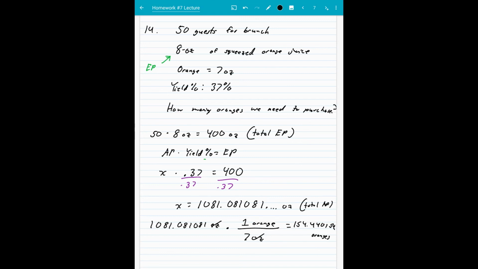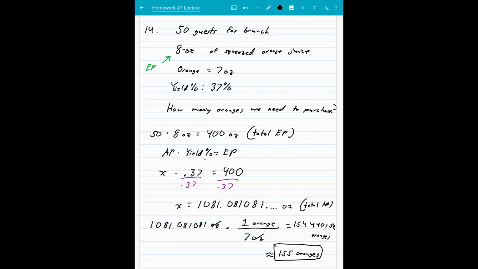Now, of course, we can't buy half of an orange. We have to buy a whole orange. So we would round this answer up. My math lab says round up to a whole number of oranges, but we want to think logically about why we do that. It's because we can't buy half an orange. We're going to have to buy one more so that we have enough. You don't want to buy two less, like 154. Then not every guest will have 8 ounces of squeezed orange juice. Then we each have maybe 7.95 ounces, whatever the number would be. Regardless, round it up, because you want to have enough ingredients for the entire brunch.